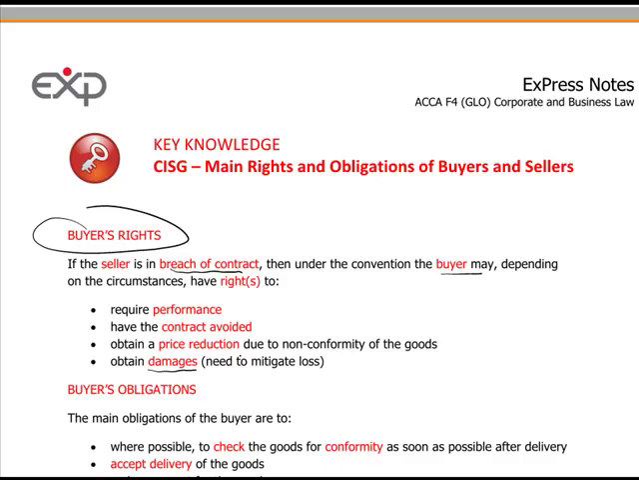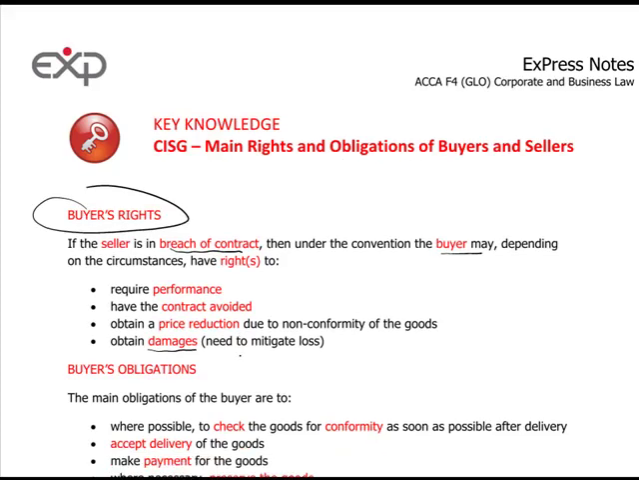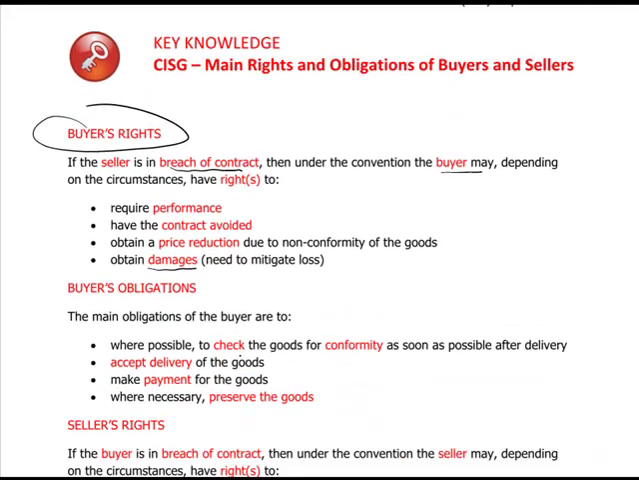Obtain damages, but they can't claim everything and anything. They do need to mitigate that loss. The buyer's obligations are to, where possible, check the goods for conformity as soon as possible after delivery, i.e. is it the right price, quality and quantity. They accept delivery of the goods at the agreed place, destination in the contract. They must make payment of the goods at the right time as per the contract, and where necessary preserve the goods in the state that they require them to be in accordance with the contract.